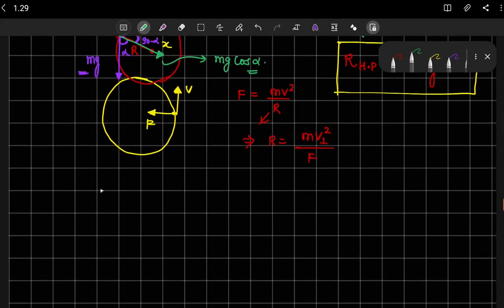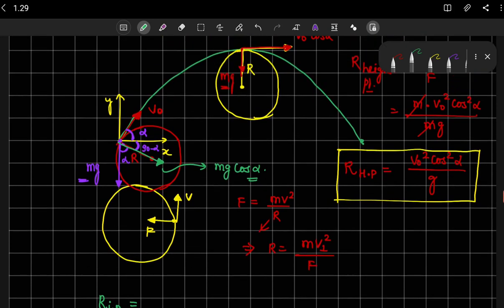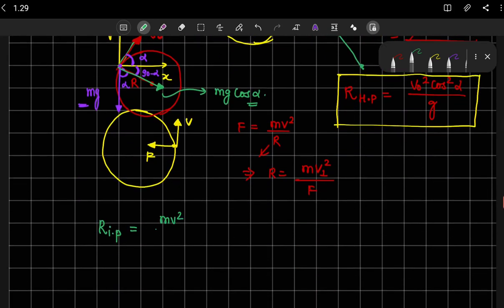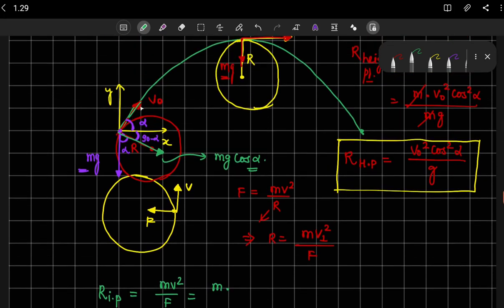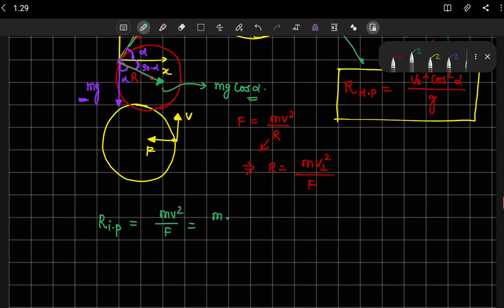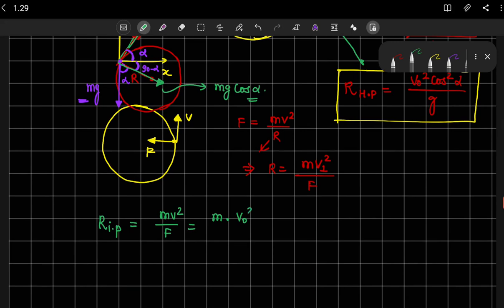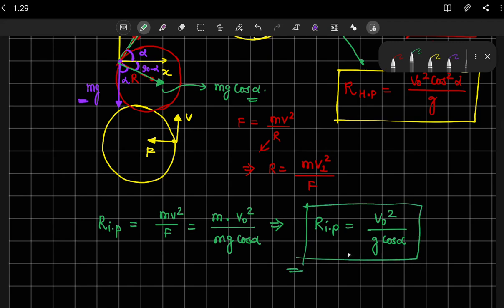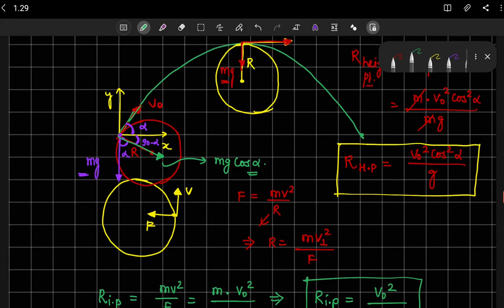Now we can write the radius of curvature at the initial point, let us denote it as IP, as mv²/F. Here m times the velocity in this direction, which is v0, perpendicular to the force, so v0² divided by the force, which is mg cos α. So from here we get the radius of curvature at the initial point equal to v0² divided by g cos α. So this is the expression we got for the radius of curvature at the initial point.